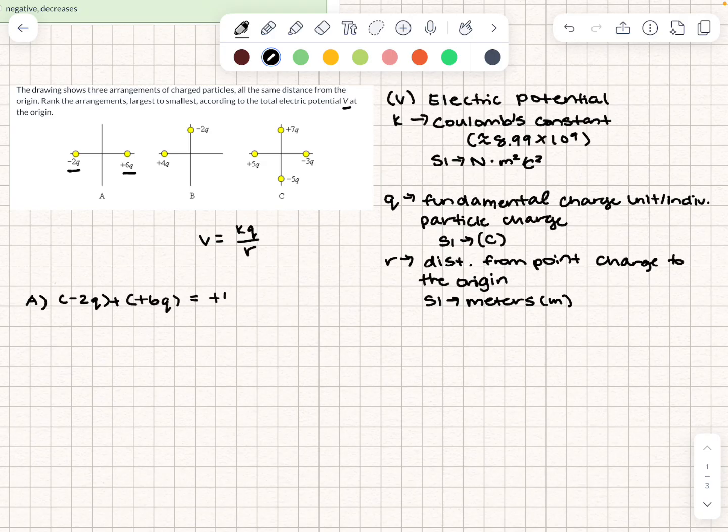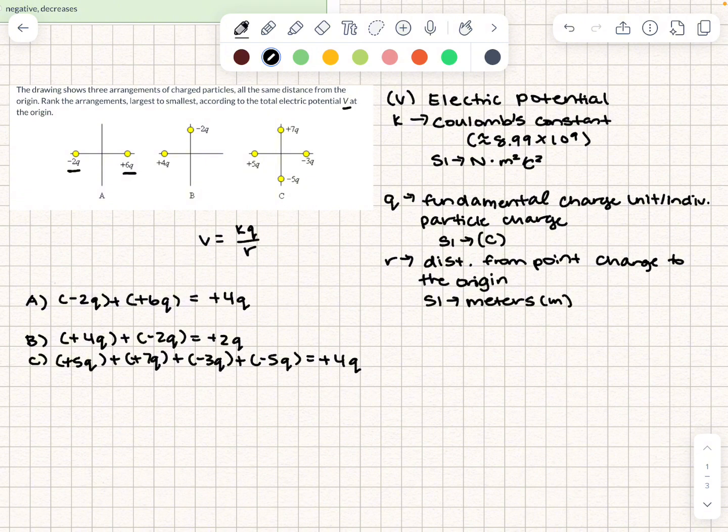We're going to repeat those steps for arrangement B and arrangement C. For B, we have the positive 4q plus negative 2q, which is positive 2q. And for C, we have positive 5q plus positive 7q plus the negative 3q, and then plus the negative 5q, which equals positive 4q. Off the bat, we can see that A and C both have the same electric potential, and they're also the largest. Then B has a positive 2q, which means it has the smallest electric potential.